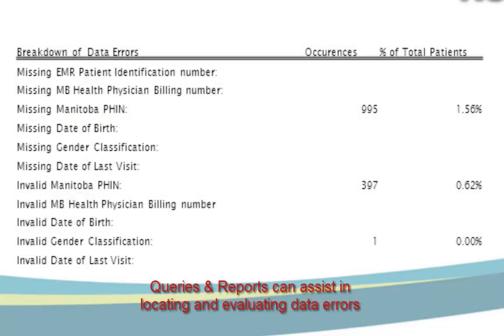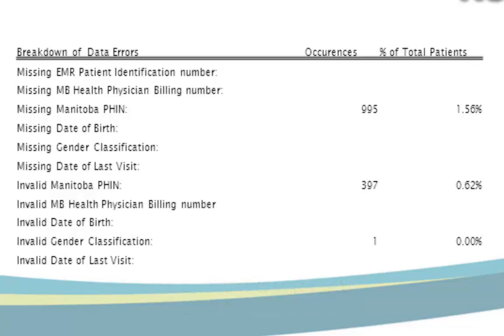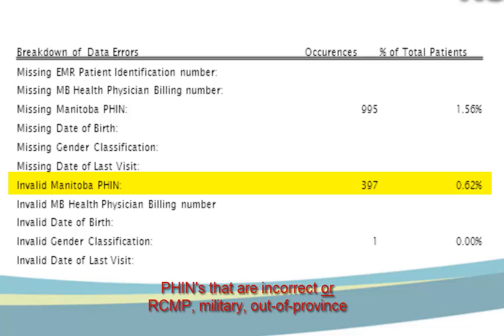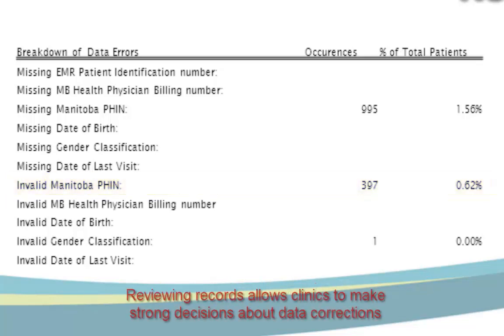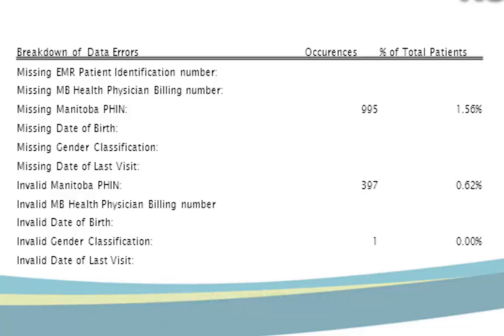Leveraging the queries and reports functionality in your EMR can help you determine which records contain the errors and whether corrections are required. For example, the invalid FIN analysis indicates a patient record where a value is populated in the FIN field, but is not a number registered with Manitoba Health as a valid FIN. This may include FIN numbers that are incorrect, as well as RCMP, military, or out-of-province values. Reviewing these records will allow clinics to make strong decisions about what data requires correction to maximize their return on investment and tie into the final benefit of the data extracts, which I will discuss shortly.